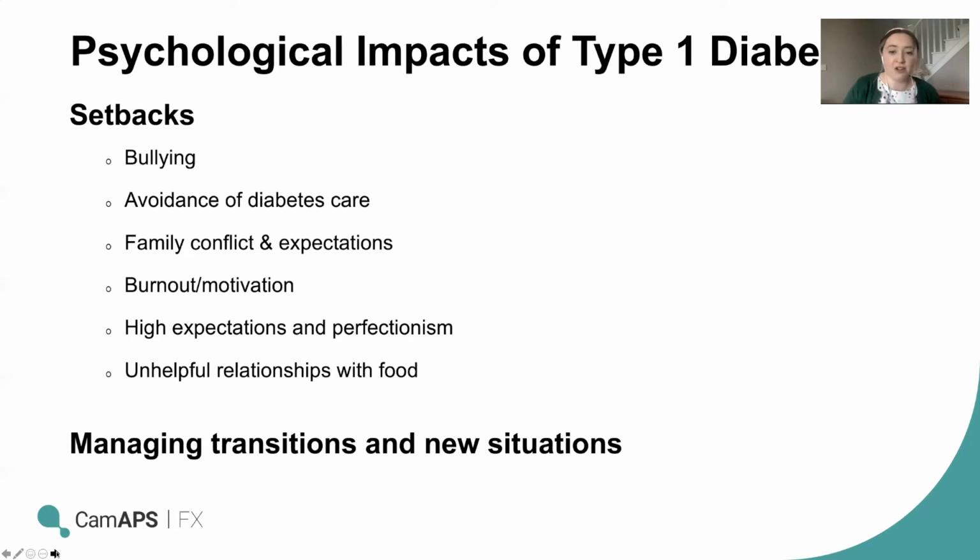And then managing transitions and new situations with diabetes is just an extra layer of complexity, I suppose. We think about transitions, particularly with younger people, maybe transitioning from primary to secondary school, or from second level education into adulthood, whether that be employment or work. Those are big transition points that can be very hard to manage.